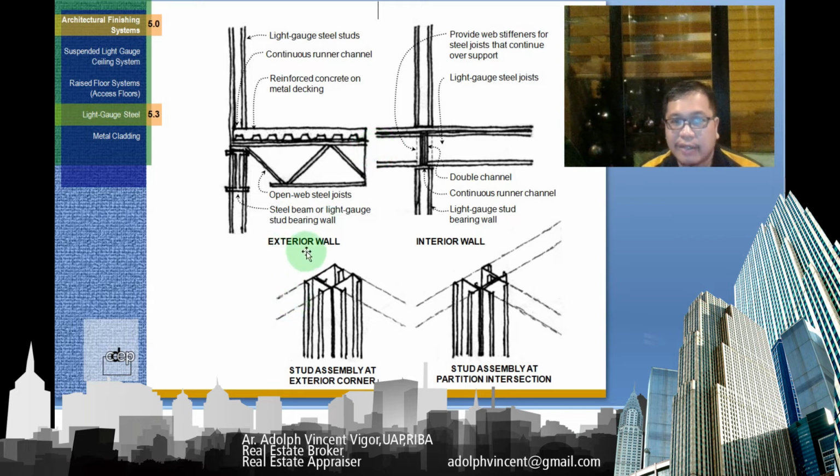And this is your exterior wall. So this would be your light gauge steel studs. This is your continuous runner channel. This is your reinforced concrete on metal decking. Okay, so when you say, guys, that it's metal decking, so it's a metal deck, then you're going to pour concrete into it.